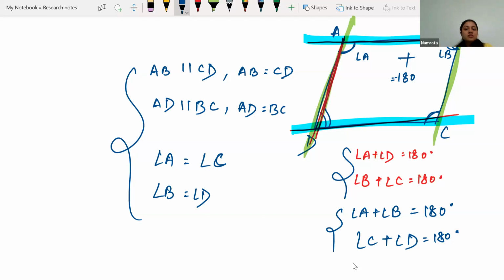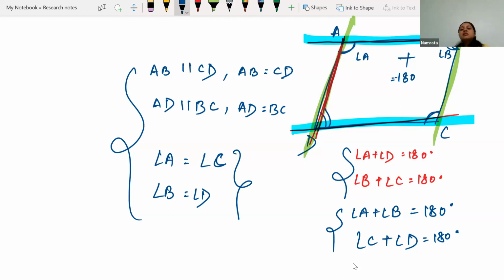Ma'am, why is angle A equal to angle C? We will be proving why it's the same with the help of the theorem that proves that in a parallelogram opposite angles are the same. There we will be using the concept of congruency and all. This is a theorem which we will be proving just after a while.